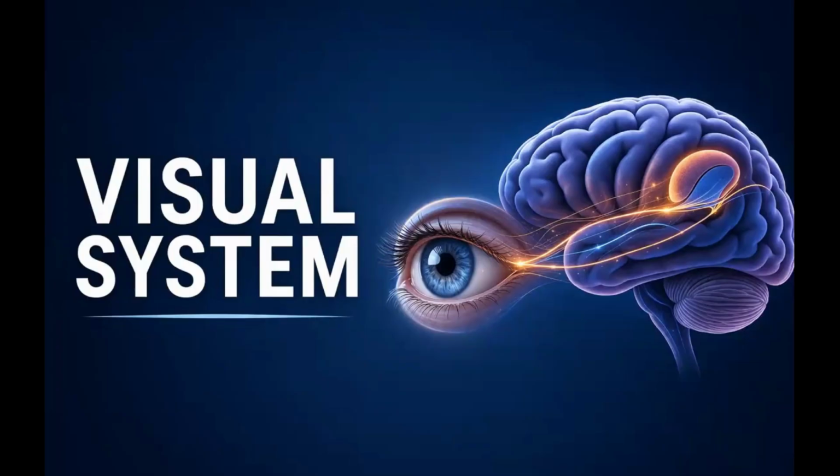So if you zoom out, the conscious visual pathway can be thought of as a 2-neuron chain. First, from the retina through the optic nerve, optic chiasm, and optic tract to the lateral geniculate nucleus. And second, from the lateral geniculate nucleus through the optic radiations to the primary visual cortex. And that pathway is essential for conscious visual perception.